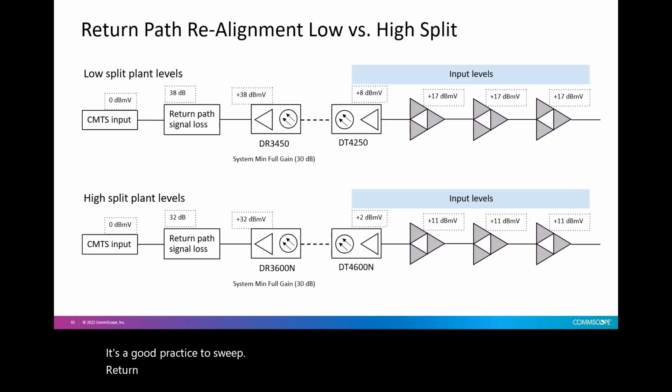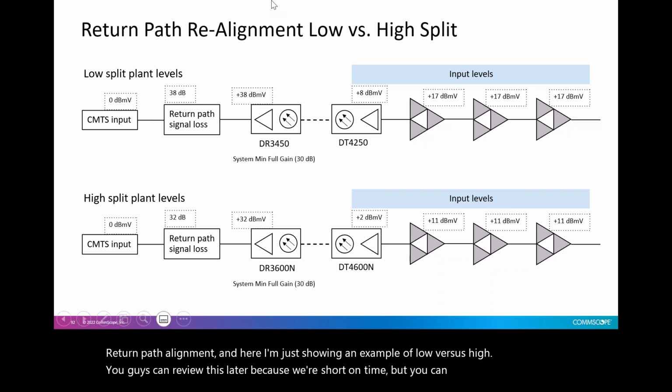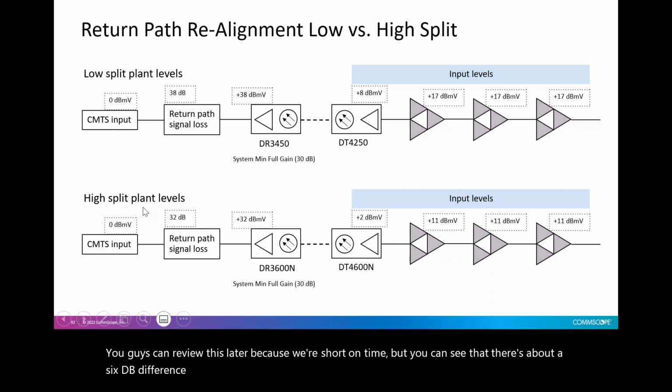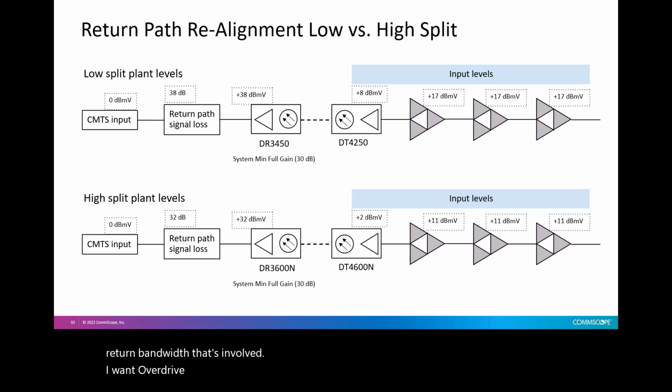Return path alignment, and here I'm just showing an example of low versus high. You guys can review this later because we're short on time, but you can see that there's about a 6 dB difference between a low split and a high split, and that's because of the amount of return bandwidth that's involved. You don't want to overdrive any digital transmitters or any type of transmitter, to ensure that you're not overdriving things.